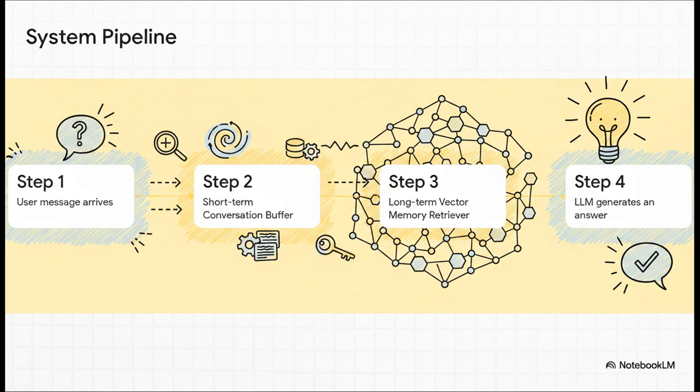This hardware analogy brilliantly illustrates why the short-term buffer has to be the very first context layer accessed in your system pipeline. When user input comes in, it immediately hits the conversation buffer to grab that immediate context. Then, and only if needed, it queries the vector memory retriever for deeper, long-term context before finally sending the whole package to the LLM for a cohesive answer.